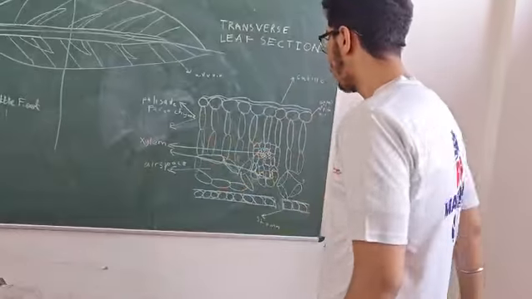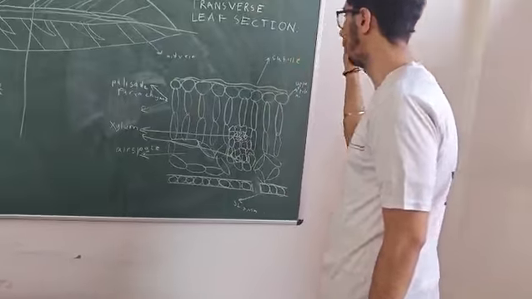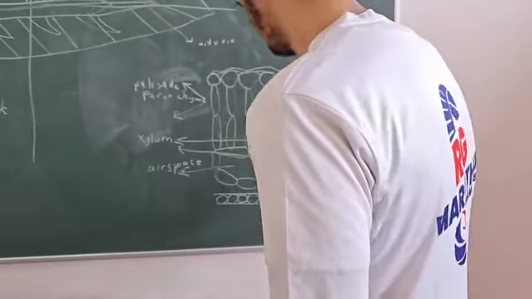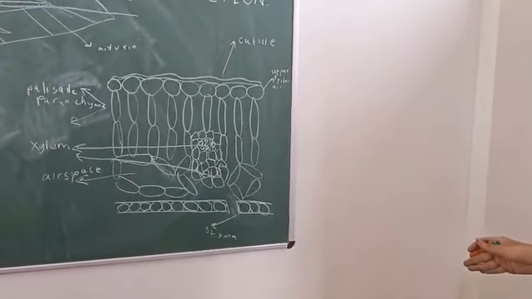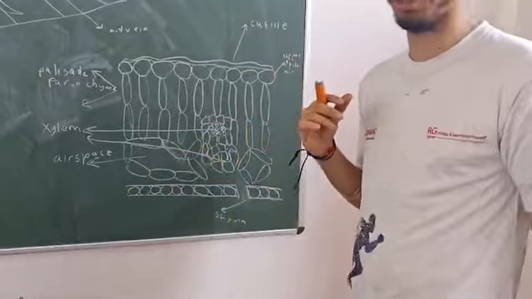Palisade, parenchyma. Alright, so these are the parts. First I'm going to name them and then I'm going to explain exactly what each and every one of them do. Cuticle, upper epidermis, palisade, parenchyma, xylem, airspace, and stoma. Complicated sounding names, super easy to understand once you understand how they all interplay with each other.